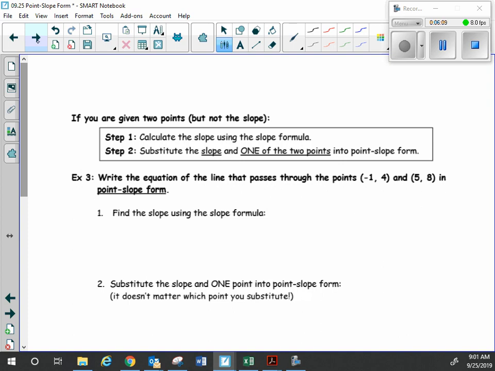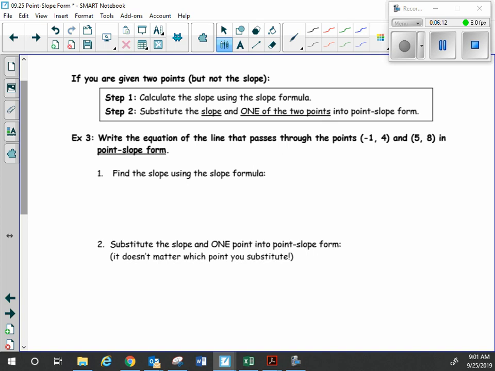The slope. Okay, so using the slope formula or using your t-chart, however you like to find slope, we've got negative 1, 4, and 5, 8. So my y change is what? 4. My x change is 6. Oh, I said 4, I wrote 6. 4 over 6 is 2 over 3. So, my slope is 2/3.